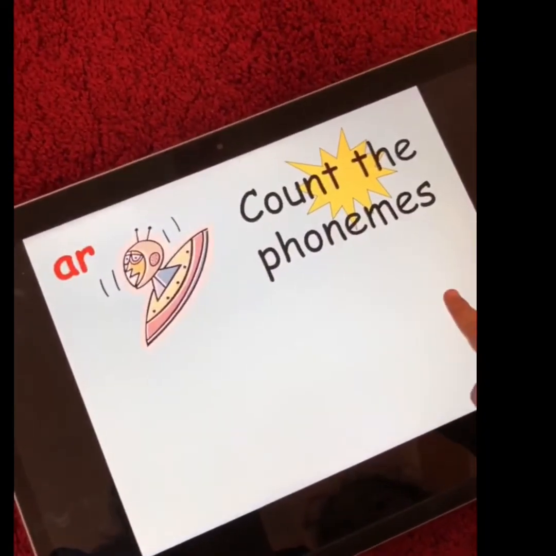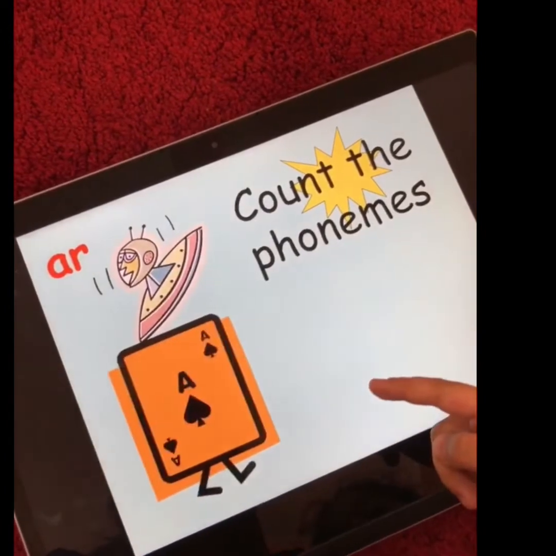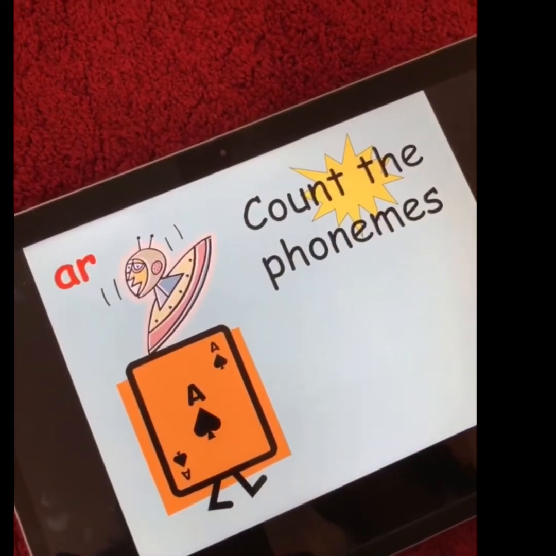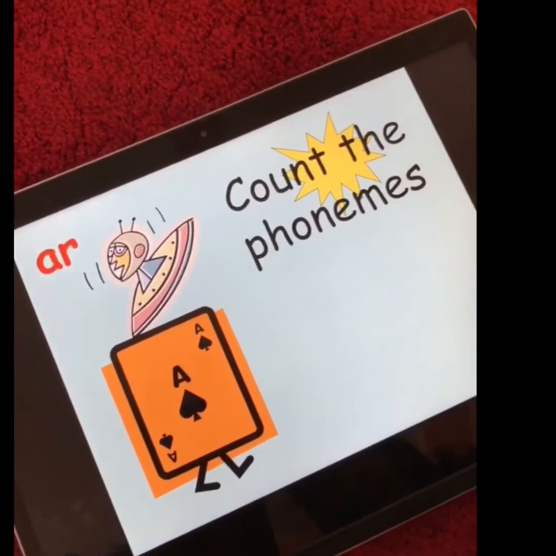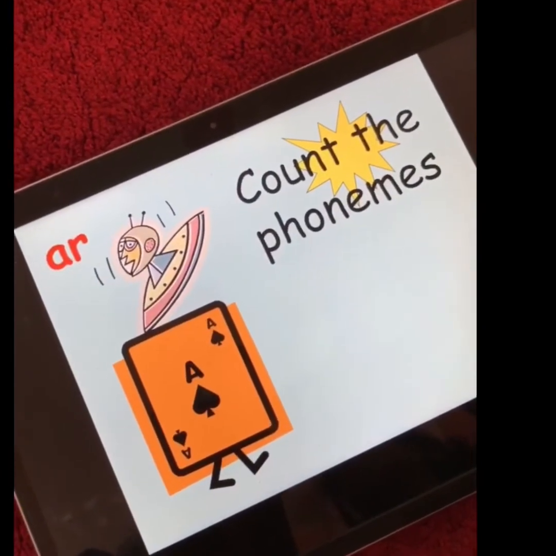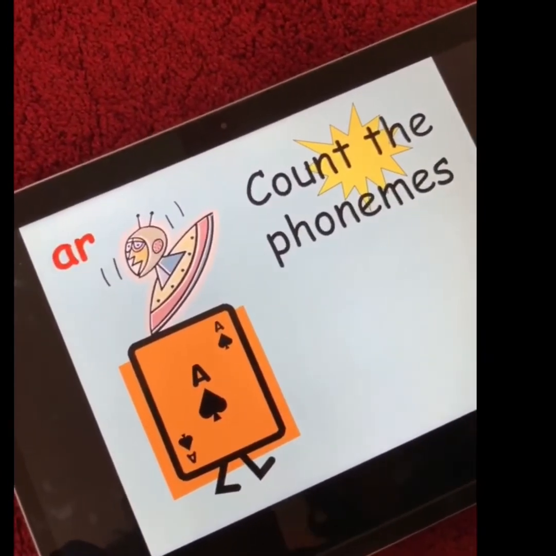Okay. What's that? Card. Okay, how would we sound it out? Card. Okay, see if you're right.